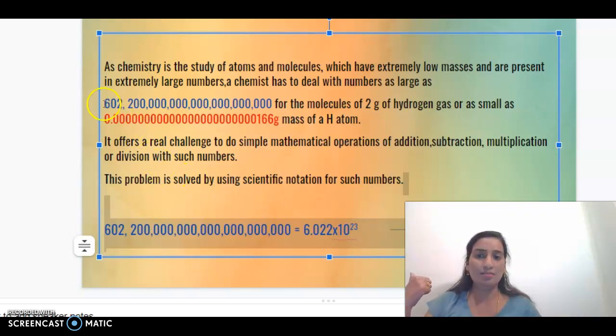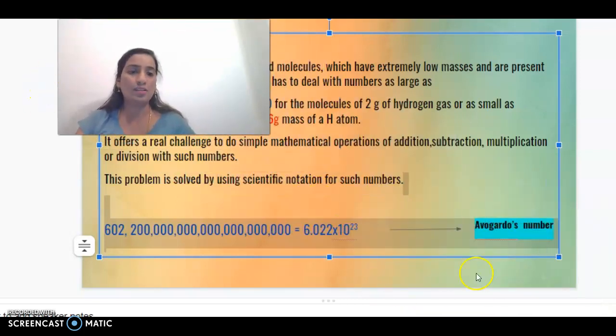We have seen this number in the beginning. This is the number of molecules in 2 grams of hydrogen gas. If we rewrite this number using scientific notation, moving the decimal from right to left until there is one non-zero digit to the left side, discarding all the zeros and counting the places the decimal has moved, we can rewrite this number as 6.022 into 10 raised to 23, which you are very familiar with, and that is known as Avogadro's number.